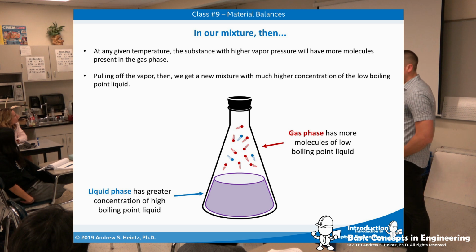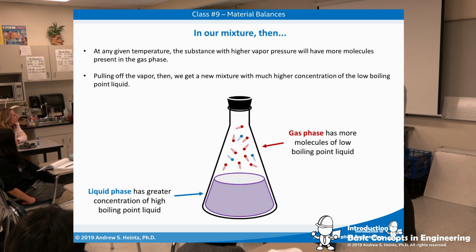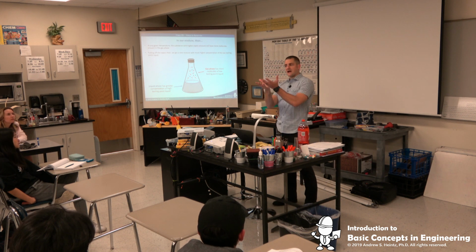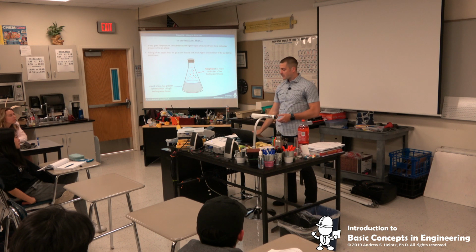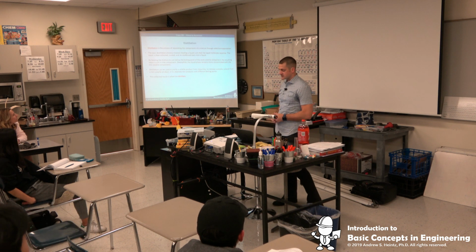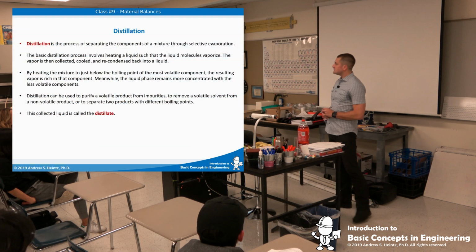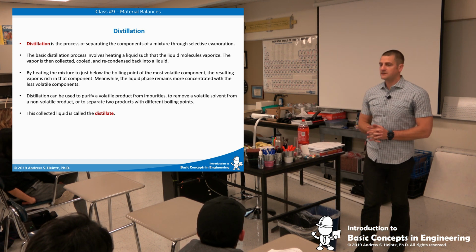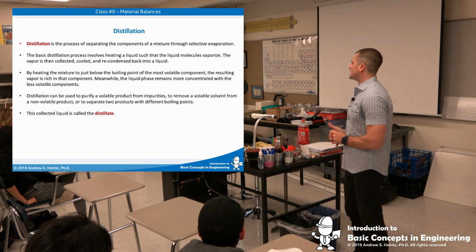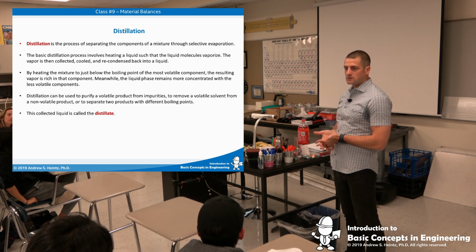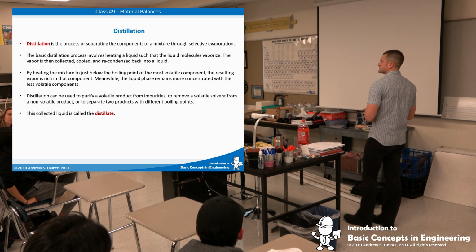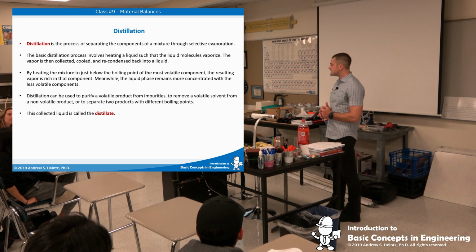We now have red and blue molecules individually flying around in the gas phase. So what we can do is take that gas phase and try to separate those molecules out. And how we're going to do that is through the process of distillation. Distillation is a process of separating components of a mixture through selective evaporation. The basic process involves heating a liquid such that the liquid molecules vaporize. Vapor is then collected, cooled, and recondensed.